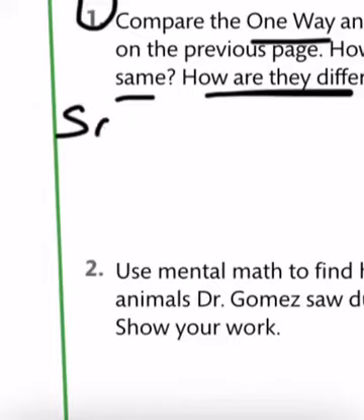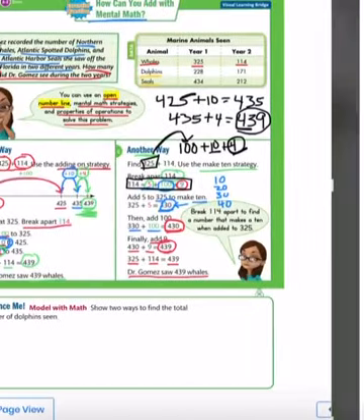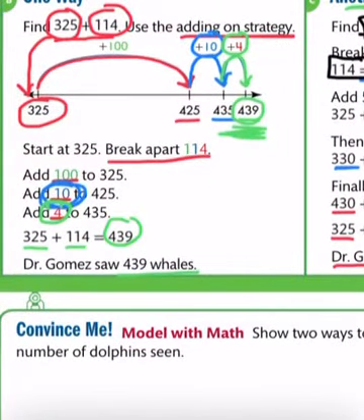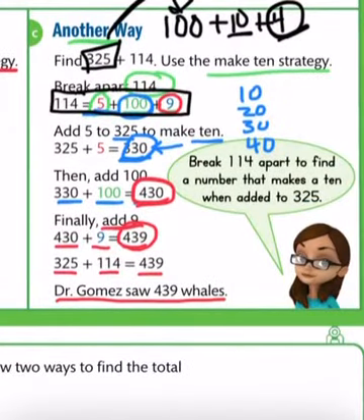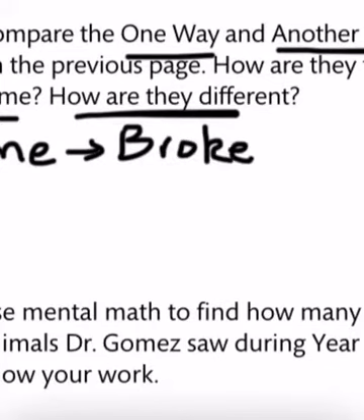They are the same, okay, because they broke numbers up, right? So if we'll slide back and look at that page. In each example, they took 114 and they broke it up into smaller parts. 100 plus 10 plus 4 on this one. And on this one, they broke it up into 100 plus 9 plus 5. So in both examples, they are the same because they broke apart 114.